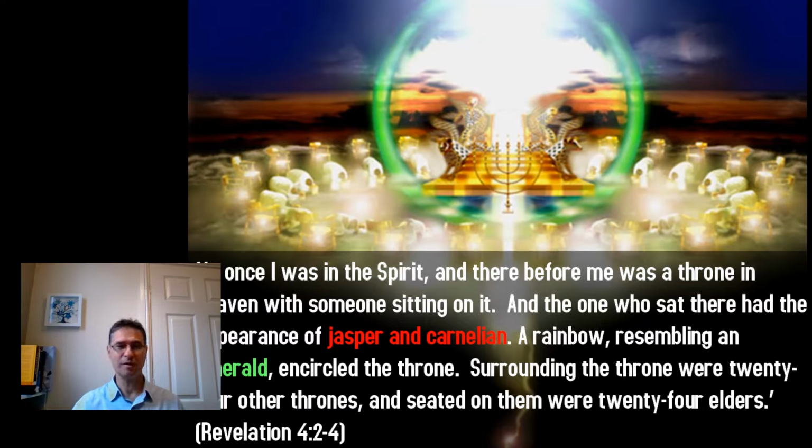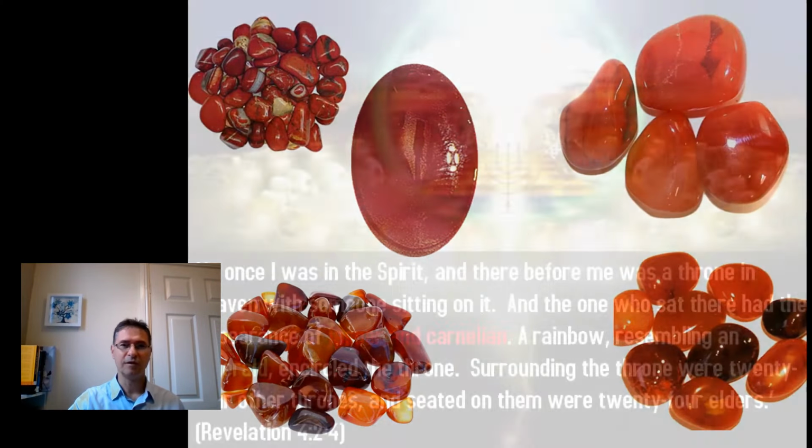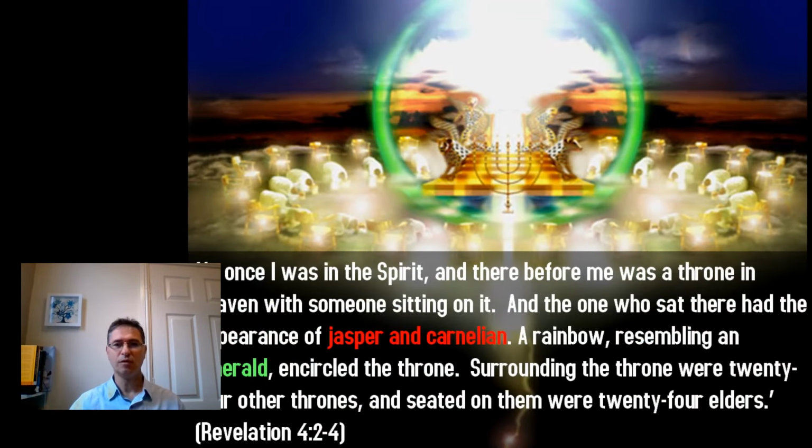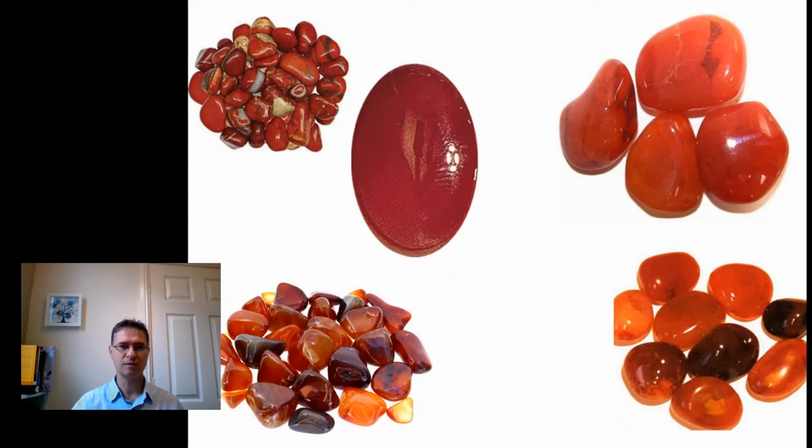Still being curious about this decades later, in the scriptures, in the Hebrew scriptures, in the Bible, there is actually an answer to this question. What is the color of God? And here, as we are told in this vision, the one who sat there had the appearance of jasper and carnelian. There are some samples here of jasper and carnelian, resembling some sort of reddish color.